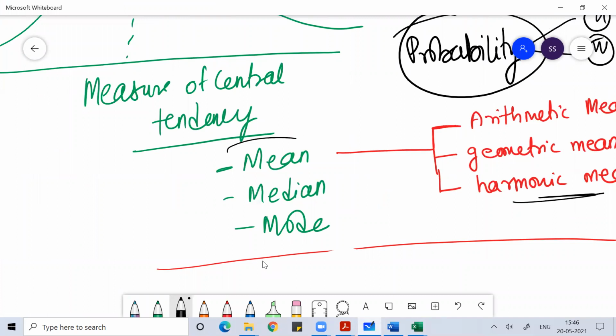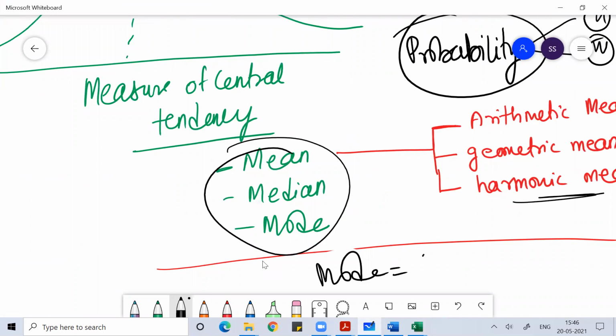For the measures of central tendency, between mean, median, and mode, you should remember the relation between them. Mode is equal to 3 median minus 2 mean. You can remember this relation: mode is equal to 3 median minus 2 mean. Whenever I'm using the word mean, the other way you can understand it, this is basically arithmetic mean.